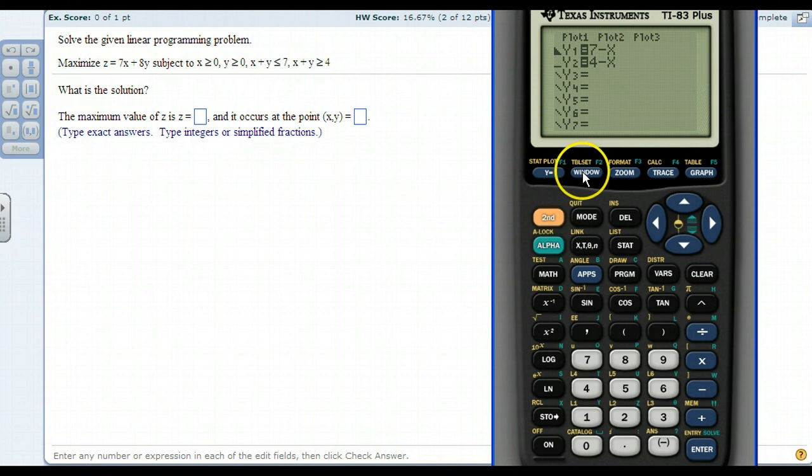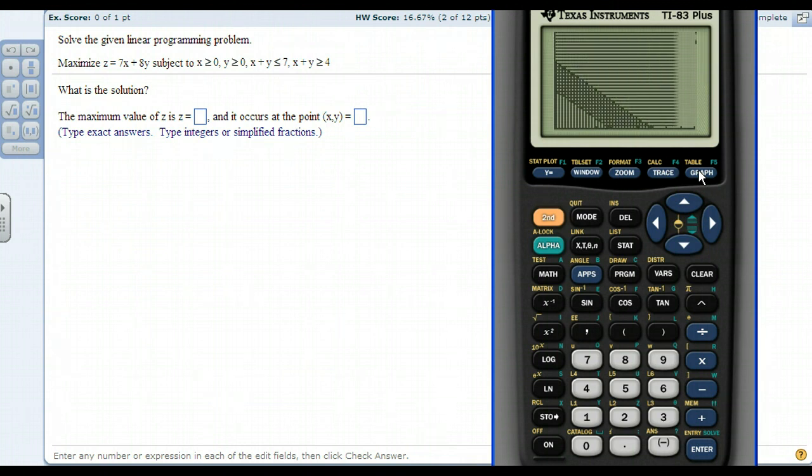Okay, and then I've got my window set to be x above 0, y above 0, so I hit graph. And remember, we're looking for what's shaded in both of these things. So this region right here between the 2 lines is what I'm looking for. Okay, now hit trace. We can find where it crosses here just by hitting trace and hitting 0. So that's 0, 7. That's one thing we need to test.